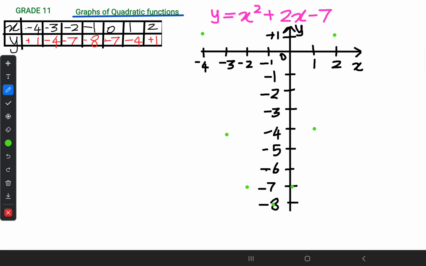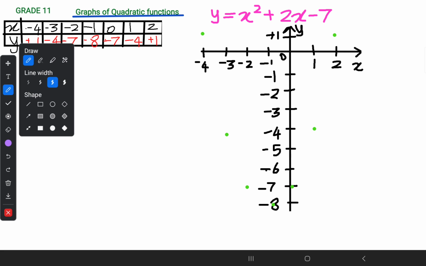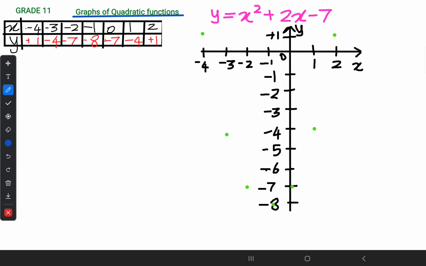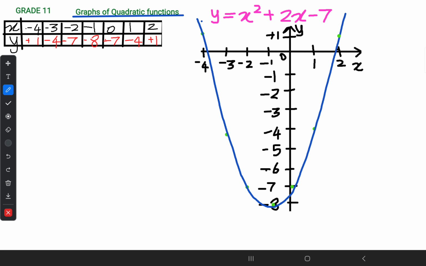We can connect them by using a pencil. Don't use straight rulers. Okay, we have completed drawing the graph of the function. Okay, you can mark the coordinates and connect them. That will give you a curved graph function.